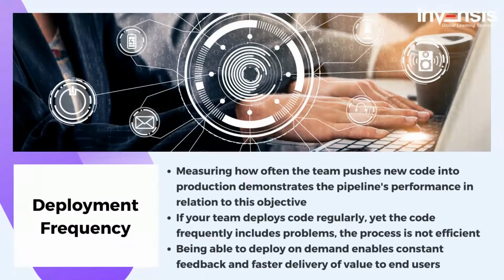Third is deployment frequency. Deployment frequency is related to the ultimate goal of DevOps, which is the rapid development of high-quality software. Measuring how often the team pushes new code into production demonstrates the pipeline's performance in relation to this objective. The frequency of deployment offers this insight. If your team deploys code regularly, yet the code frequently includes problems, the process is not as efficient as the frequency of deployment would indicate.